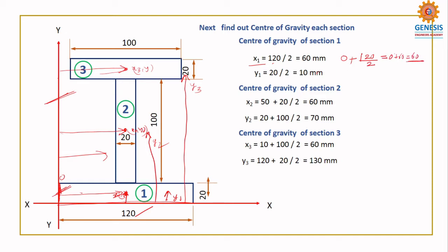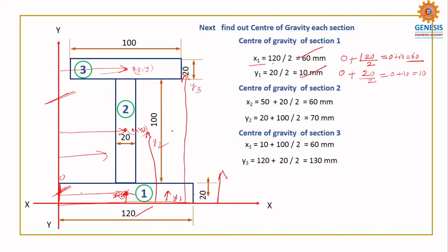And y1: the part is also in touch with the y-axis, so that is why it is 0, and I am going in this way. What is the dimension in this direction? It is 20, so 20 by 2 is equal to 0 plus 10, which is 10. So the first cross section's coordinates are 60 and 10.